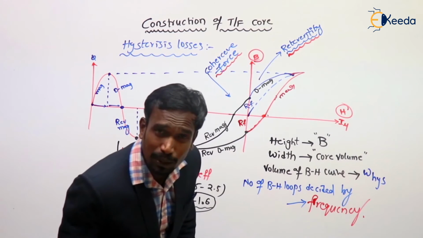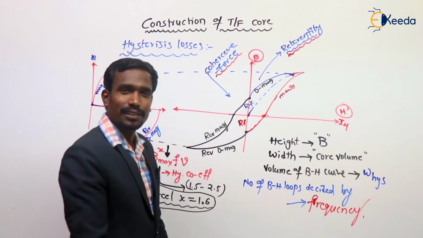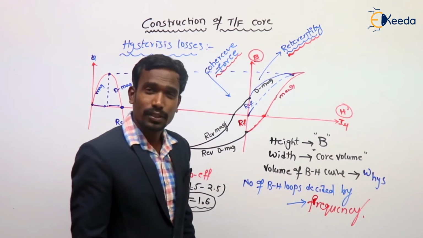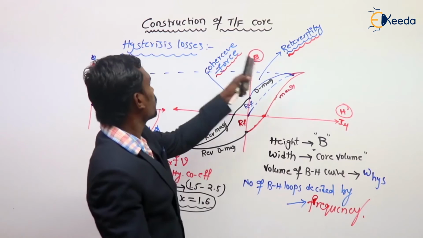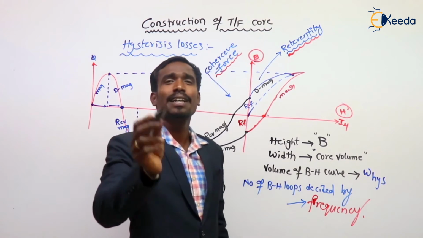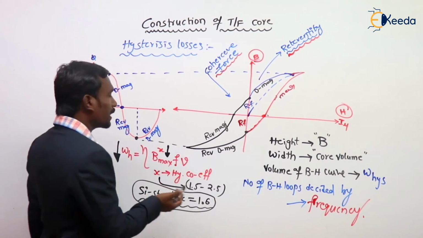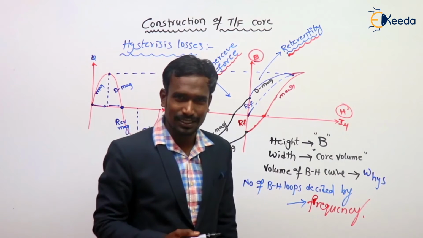Now tell me, the transformer core is made up of silicon steel. This is simply about the construction of the transformer in relation to hysteresis losses. What are the hysteresis losses and how can we reduce them?